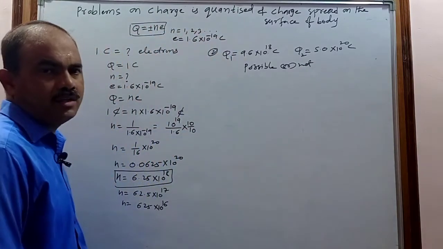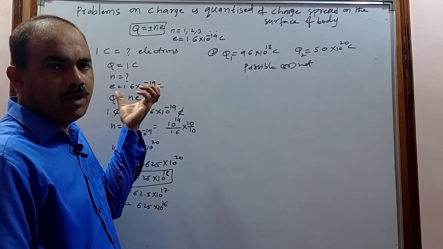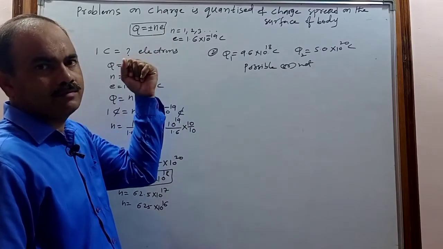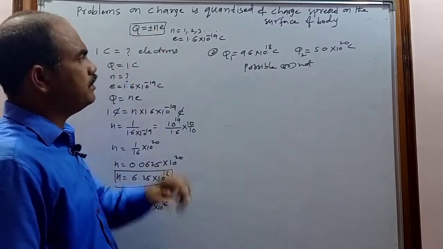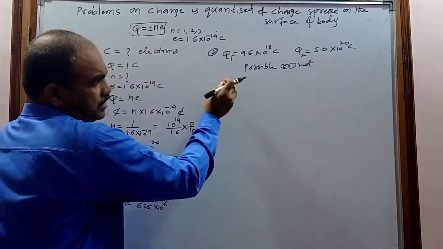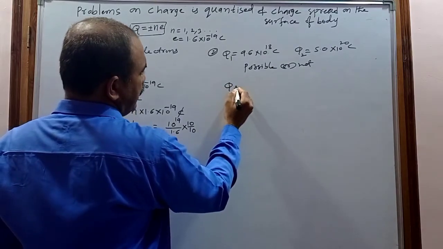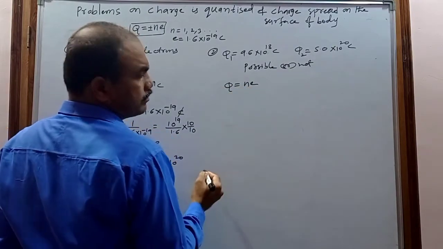According to the quantization of charge, the charge must always be an integral multiple of the electron charge. So by using this formula we can check whether the charge is possible or not. First of all I am going to check whether Q1 is possible or not. What is the charge quantization formula? Q = ne.